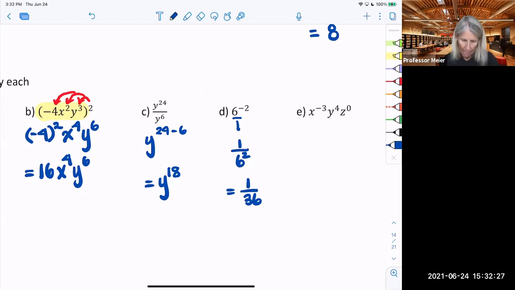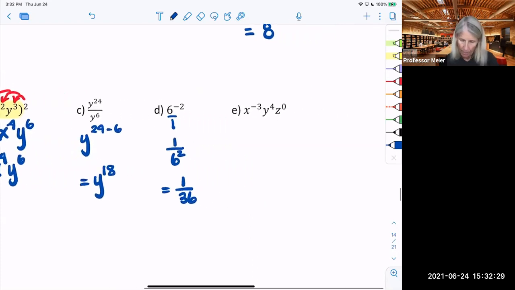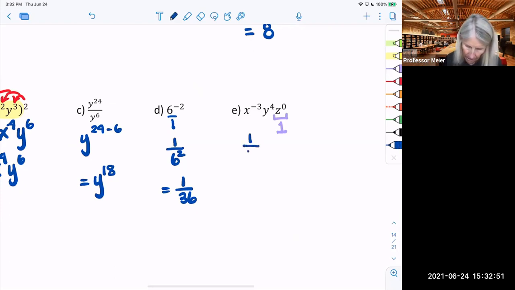All right, and last problem E, we have this big term here. Well, one thing we know, you see the Z here, anything to the 0 power is 1, so that's going to just become 1. So Z to the 0 is 1. Let's see, x to the negative 3, we don't want that to be a negative exponent, so we're going to flip that. So let's change x to the negative 3 to 1 over x cubed. Now, if you notice, all these are being multiplied. So that's multiplied by the y to the 4th, which is multiplied by the 1.